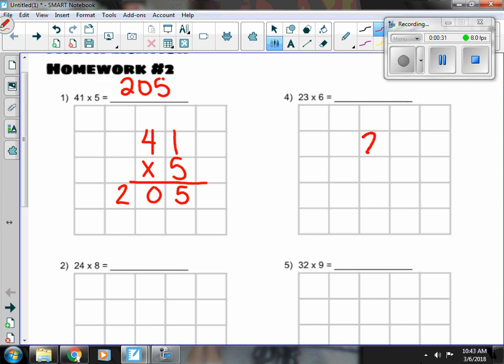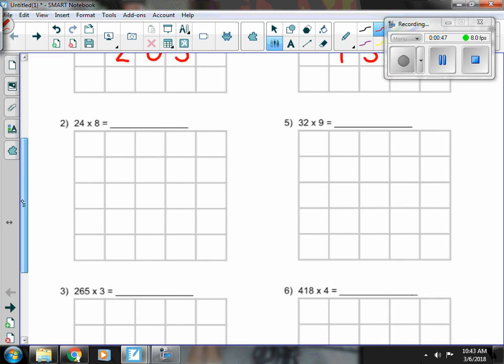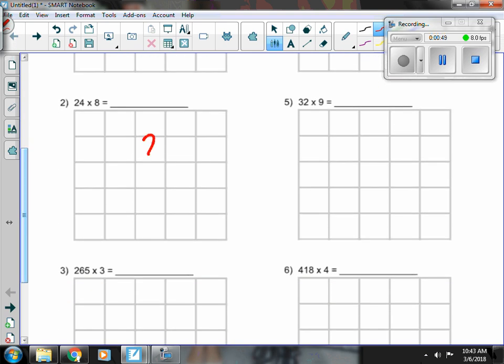If I have 23 times 6, I'm multiplying 6 by both the numbers in the top. 6 times 3 is 18. 6 times 2 is 12, plus 1 is 13. So when we get into our double digits, this first step doesn't change. We will always multiply our number in the ones place by both the digits on the top.